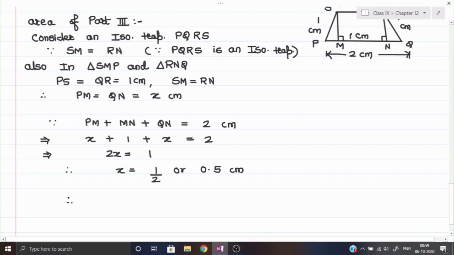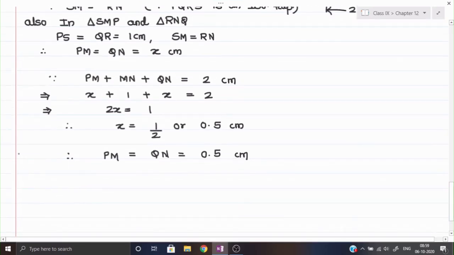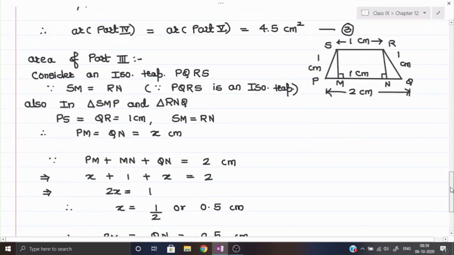Means the value of PM is equal to QN is equal to 0.5 centimeter. Okay, that is the one thing. Now let us see how we can get the value of SM and RN. So we shall now write down in right triangle SMP. Observe the triangle SMP once, because now I am going to apply the Pythagoras theorem to get the value of SM.